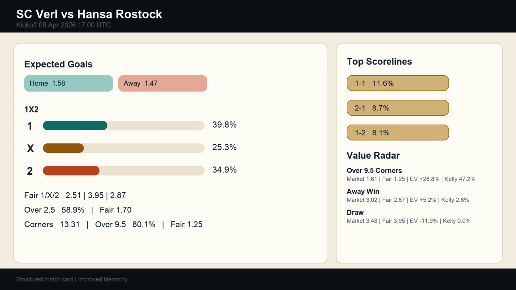My final prediction is SC Verl to win. For a safer angle, Verl draw no bet also makes sense. But if I have to give the main call, it is home win.